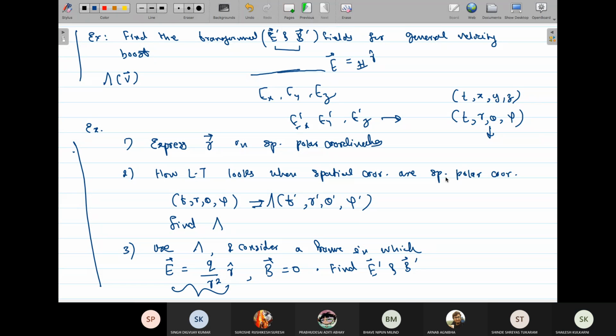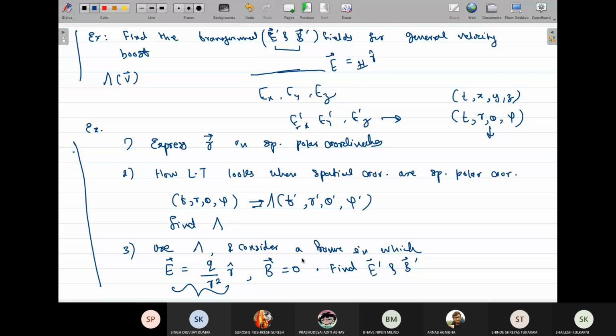Means in this example that you showed, if E is given in spherical polar coordinates, we convert it to Cartesian, then we do the transformation. Just wait for a second, wait for a minute. Okay, my audio is creating problem. Just wait for a minute. Okay, tell me.